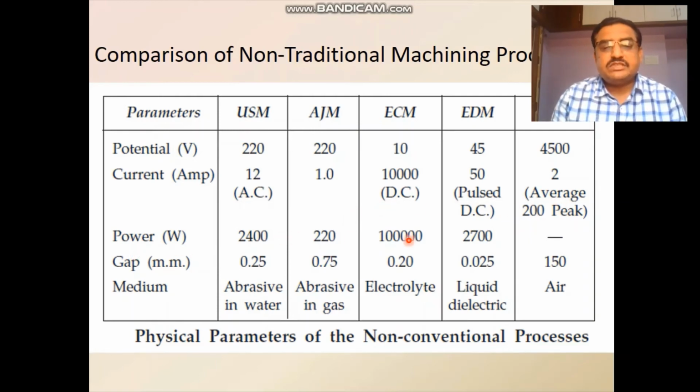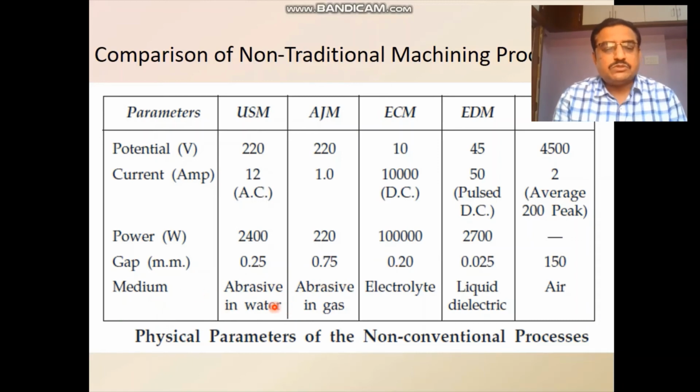Whereas power consumption is very high, up to 1 lakh watts, in the ECM process, and very low, 220 watts, for the abrasive jet machining process. As for the electrode gap, it is shown here that for laser beam machining a very large gap between the laser point and workpiece is kept, up to 150 mm, whereas a very small gap is required in all other machining processes.